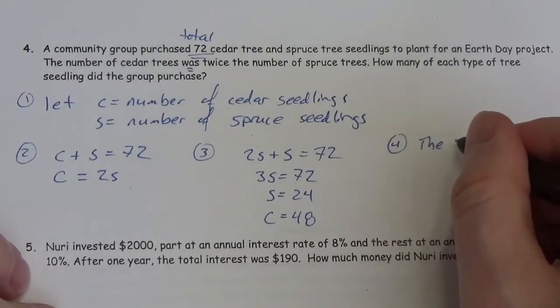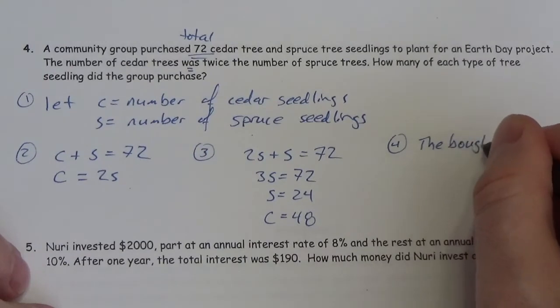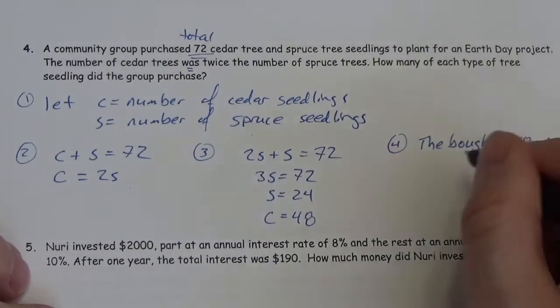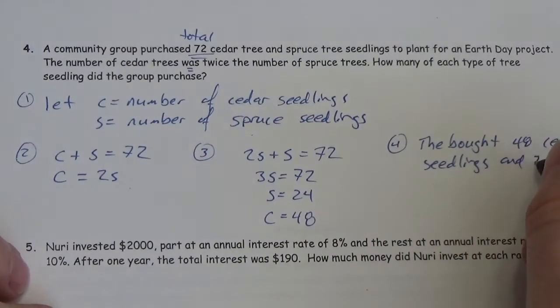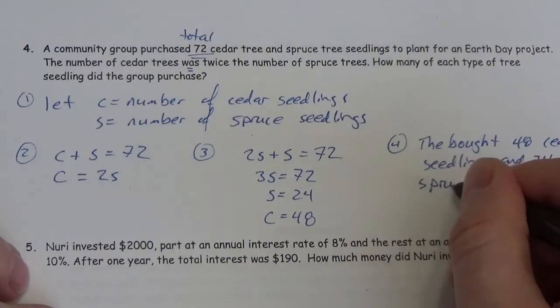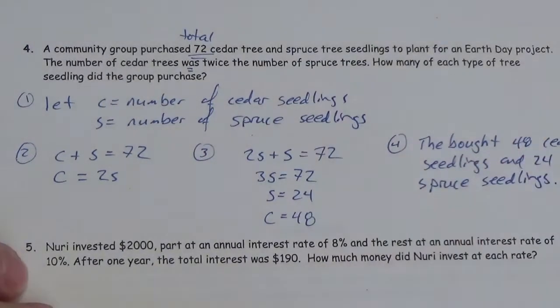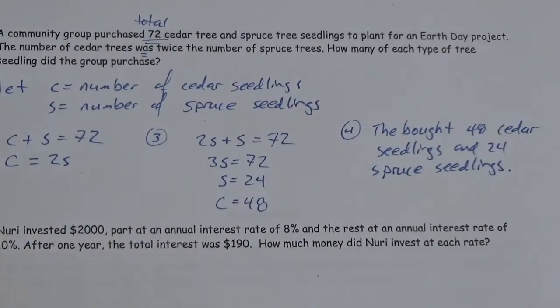Okay, so what did they buy? They bought 48 cedar seedlings and 24 spruce seedlings. Oops, I'm off the screen there.